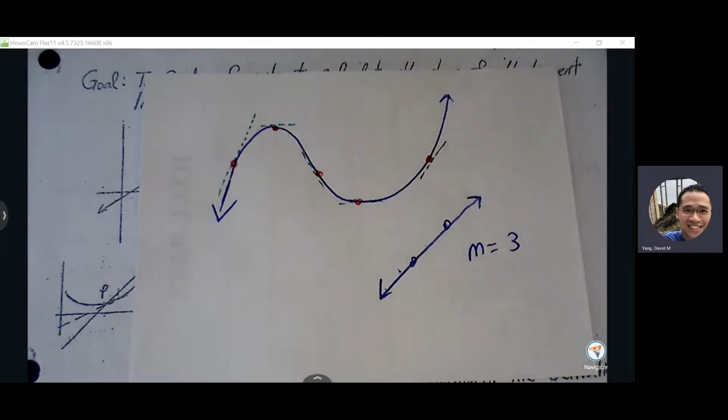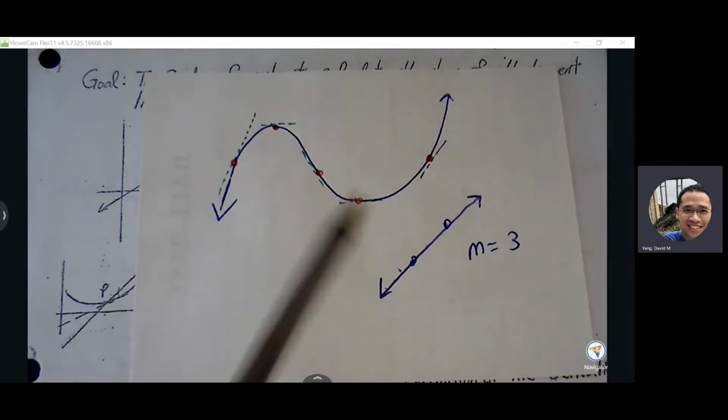So the whole point of calculus is to study the rate of change, and rate of change is slope related. So this entire semester, we're just going to be talking about derivatives, talking about slope related to a curve.